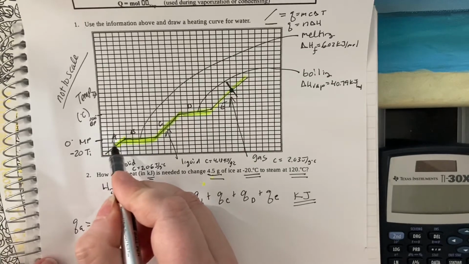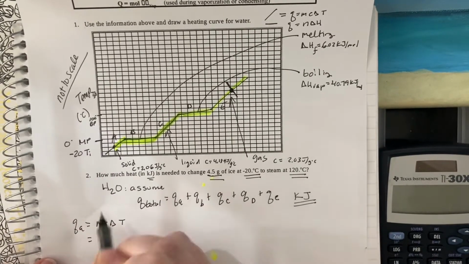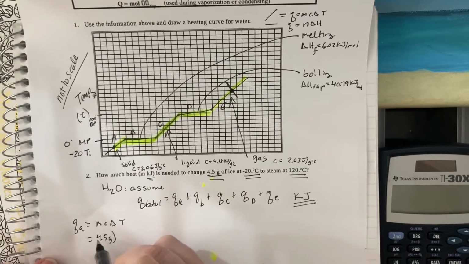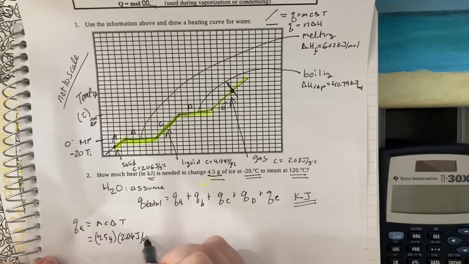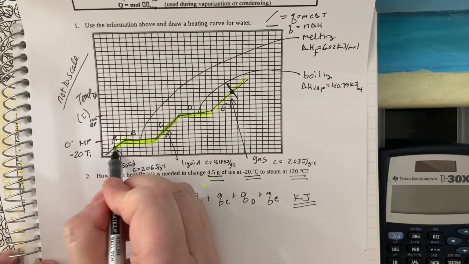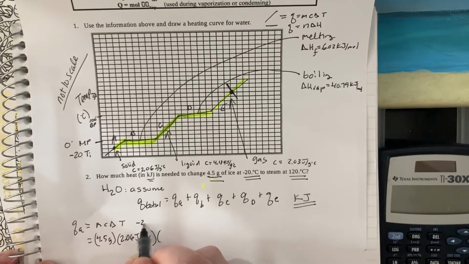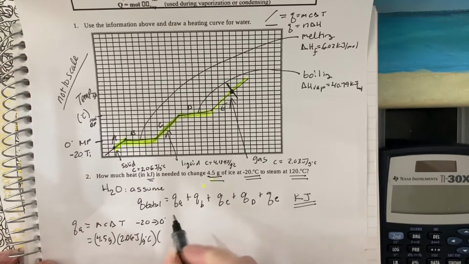A is on the diagonal, so it's MC delta T. What's my mass? 4.5 grams. What's my C? 2.06 joules per gram degree C. What's my temperature? All right, let's go to the graph. We're going from -20 to the end of line segment A, or 0 degrees.